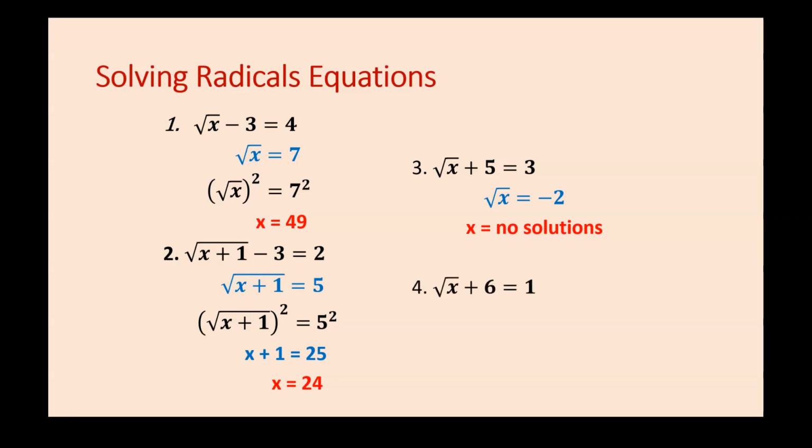Number 4, the square root of x plus 6 equals 1. Again, we're going to subtract 6 from both sides. We get the square root of x is equal to a negative 5. That's right. There's no solution for x. How are we doing? Any questions?